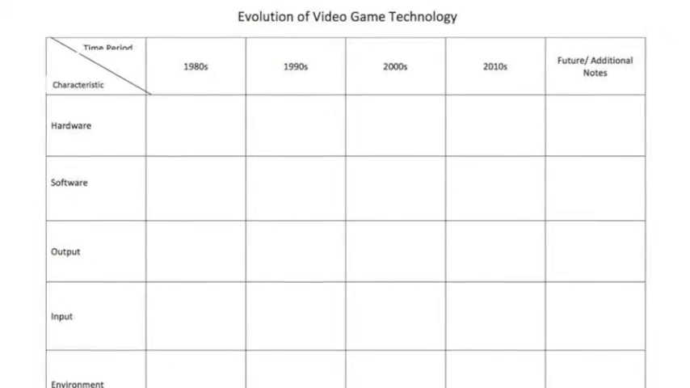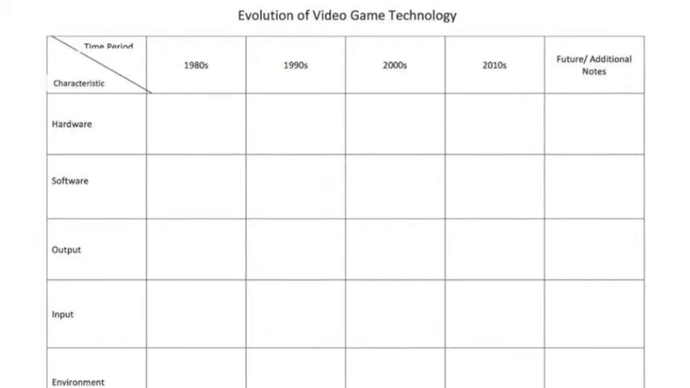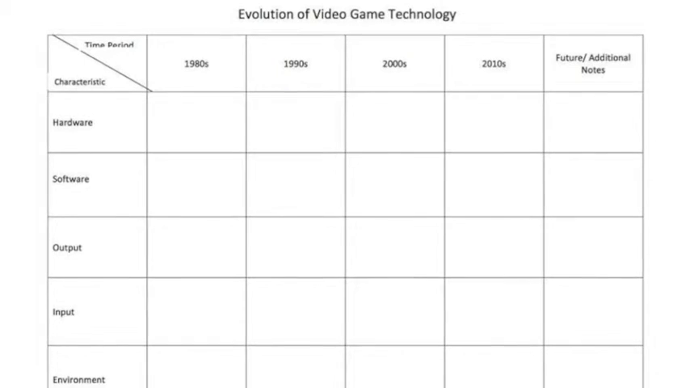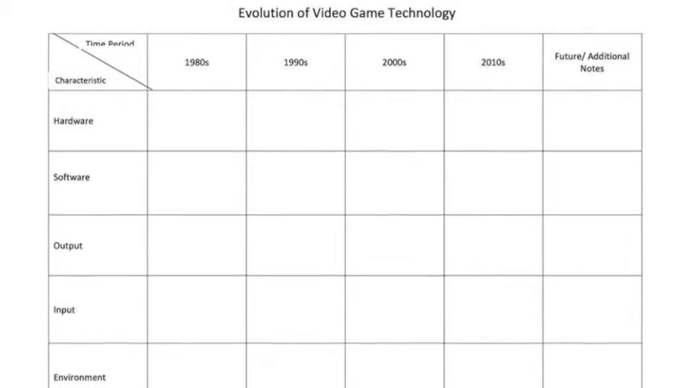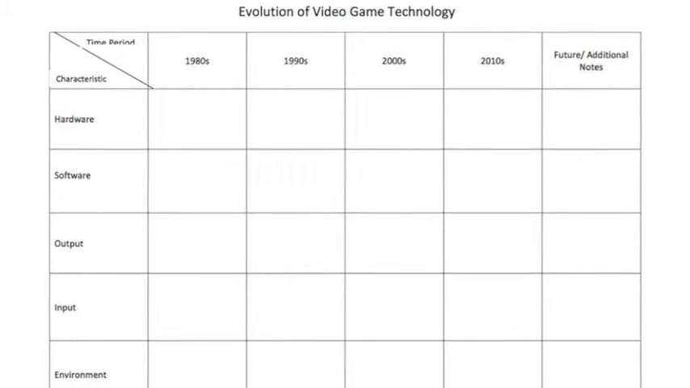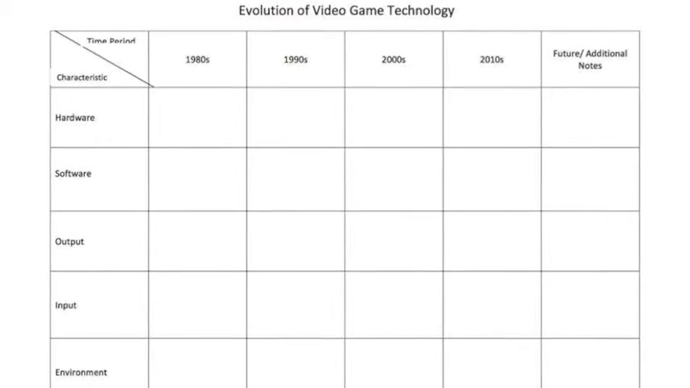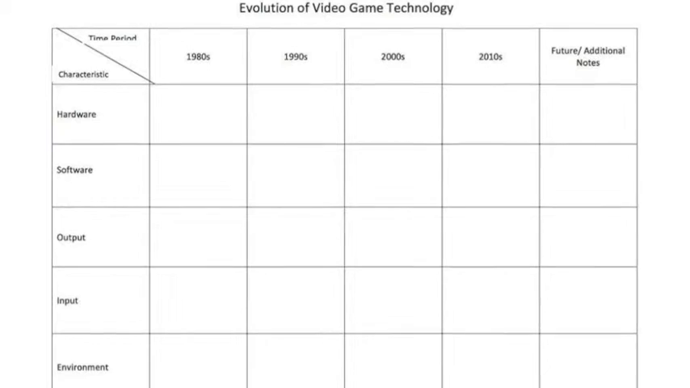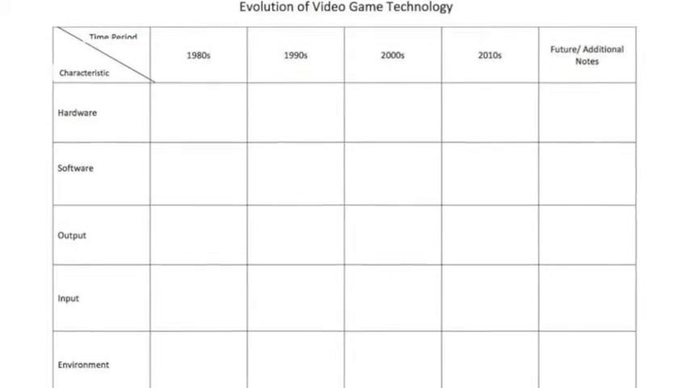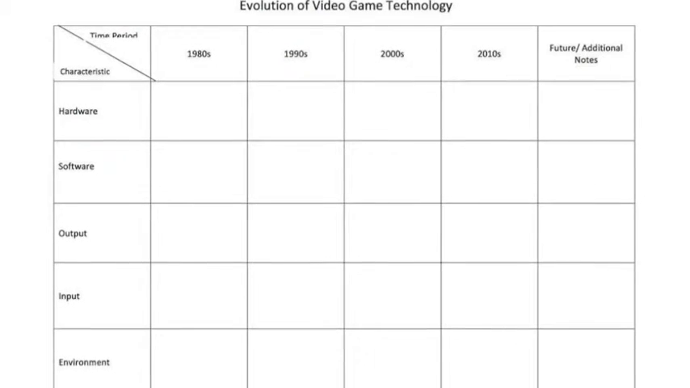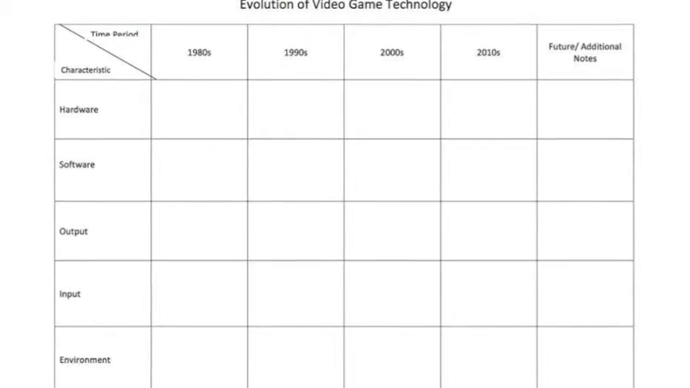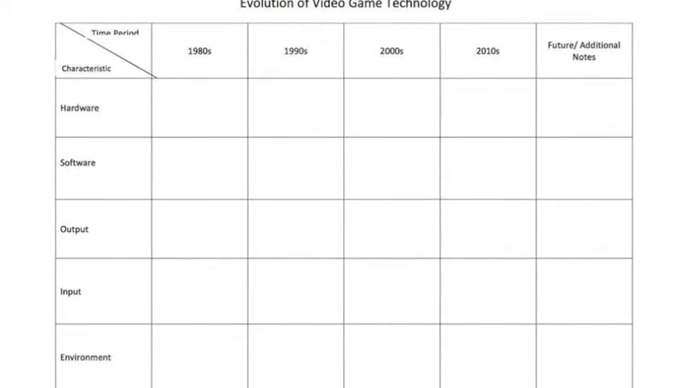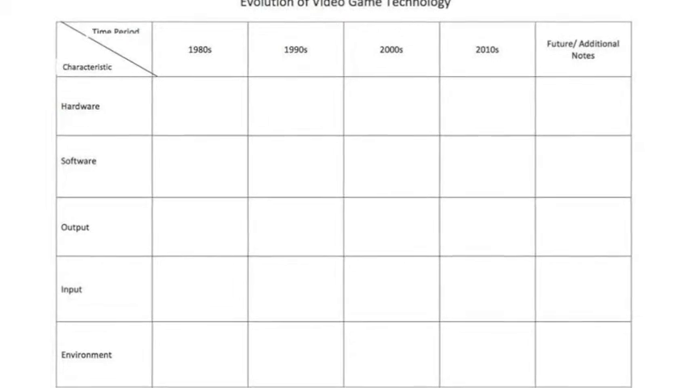Here we have provided students with a matrix of the evolution of video game technology. This is a handout designed to provide students a way to take notes on each decade or time period and each characteristic of video game technologies. So it'll be an easier way for students to take note of which decade relates to which characteristic they were talking about.